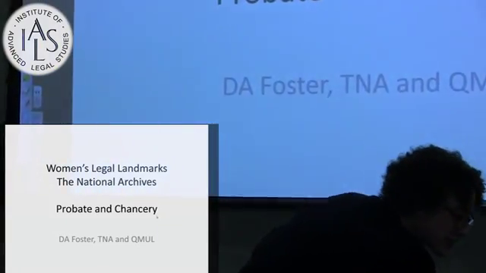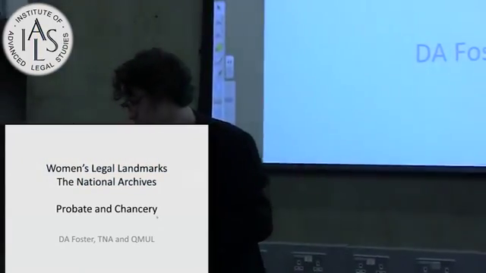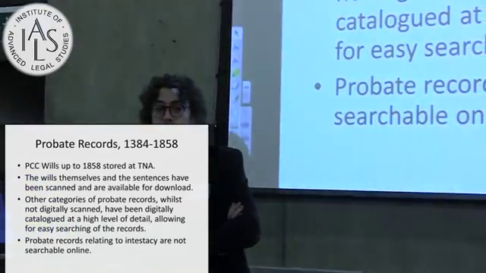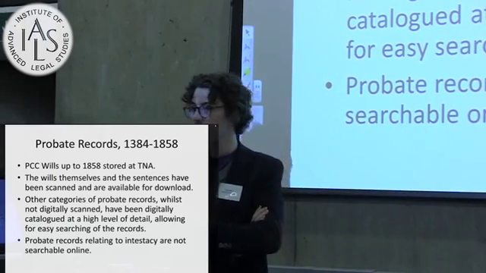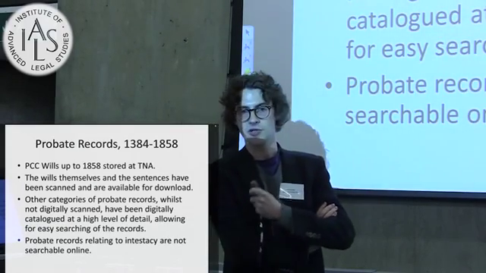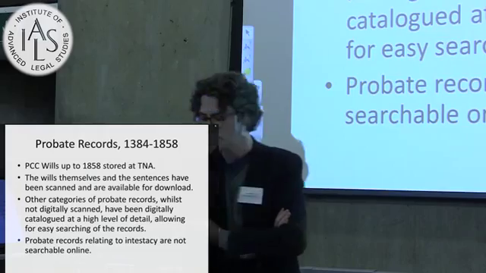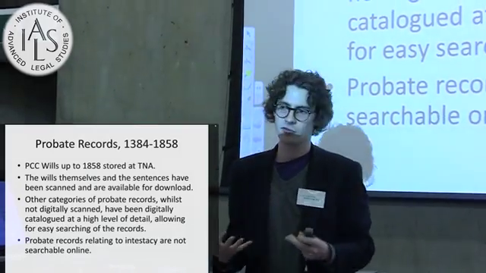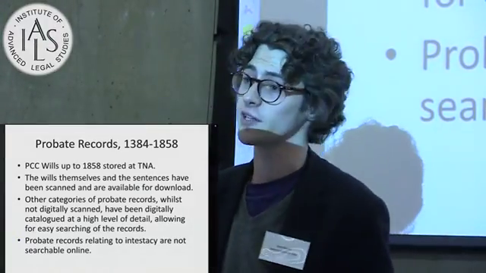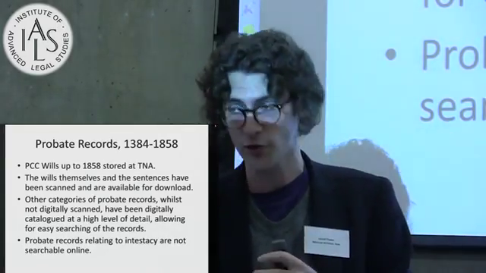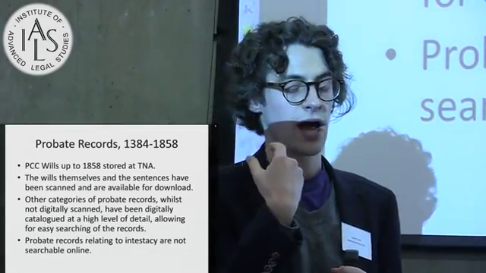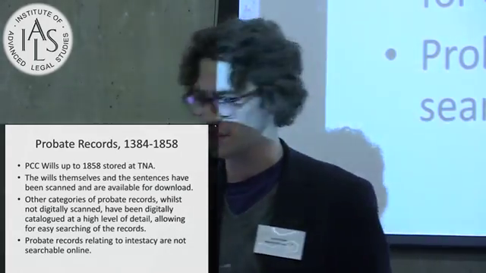So the two record sets that I want to use are the probate records and the records of the Court of Chancery. So the probate records at the National Archives are held from the middle of the 14th century up until the middle of the 19th century. The wills that were lodged in the PCC, Court of Canterbury, it's not every will that was ever made. It was outside of London wills which had an estate to the value of £5, or inside London wills which had an estate to the value of £10, or wills where the estate had property in 2 or more dioceses.